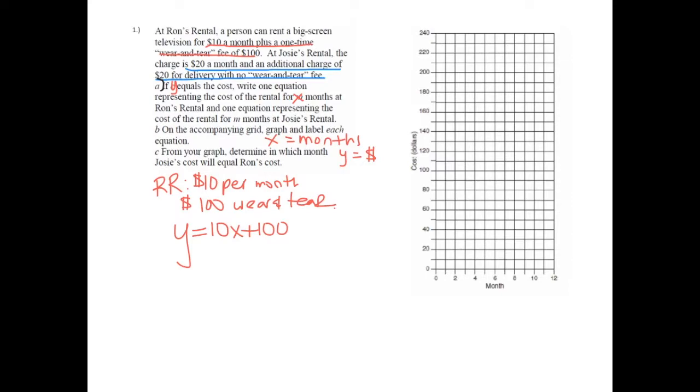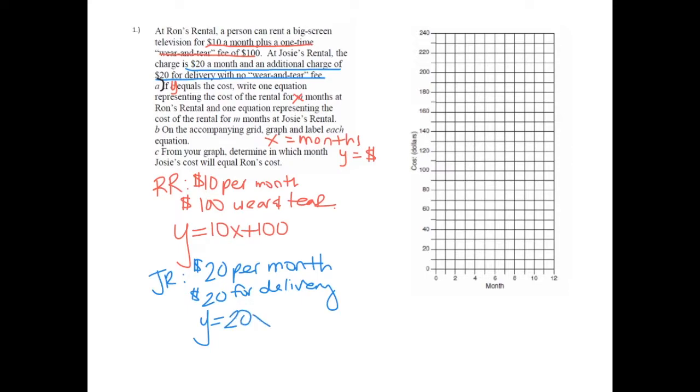Now, it's going to be the same thing for Josie's Rental, okay? So for Josie's Rental, we know it's going to be $20 a month. Now, there's no wear and tear fee, but there is $20 for delivery. So we have a starting value, an initial value that you have to pay, and then an additional monthly payment. So it's going to be Y equals 20X, $20 per month, plus the delivery fee. All right, pause the video, write down anything you need to.